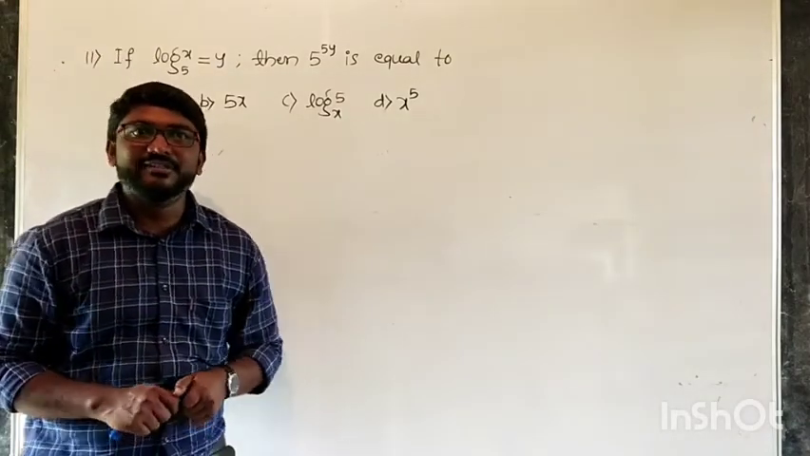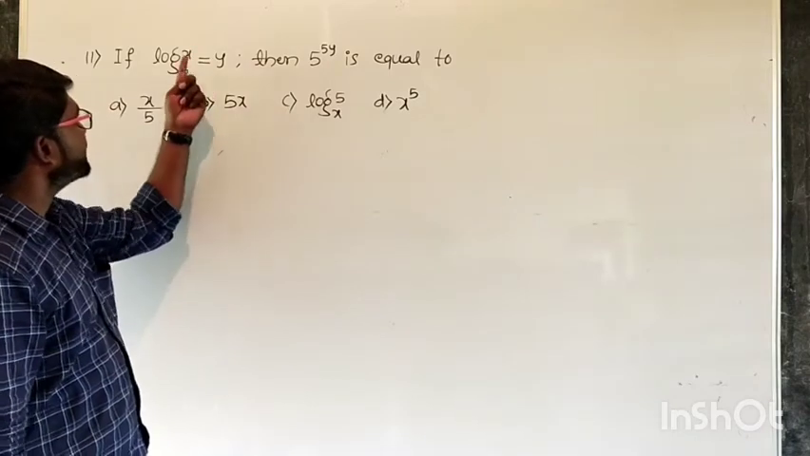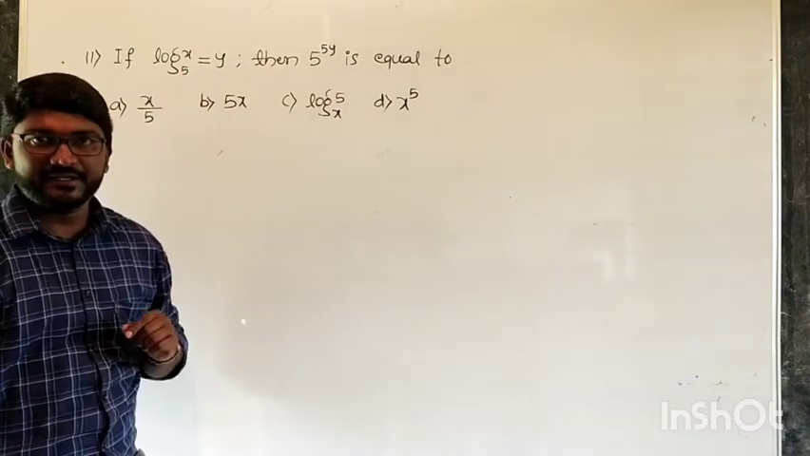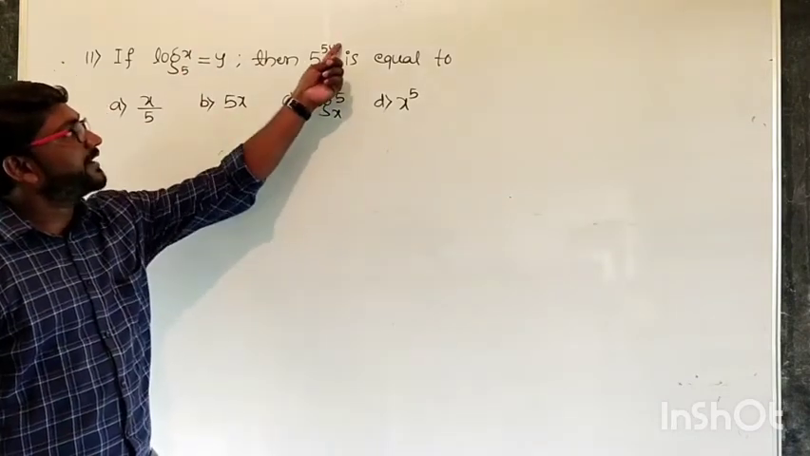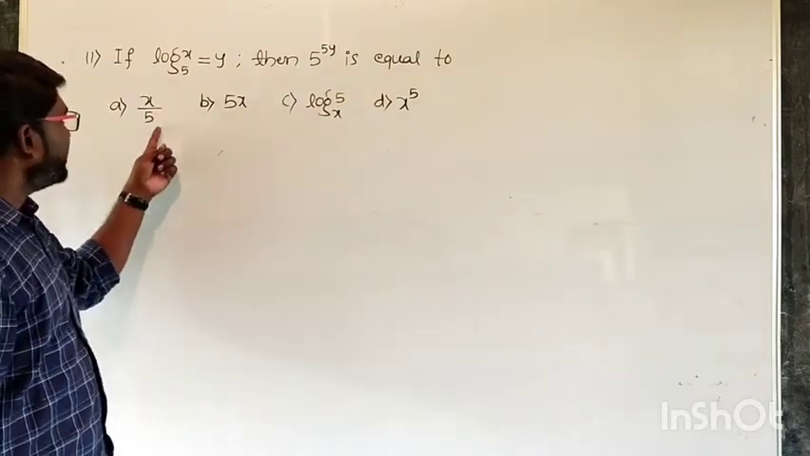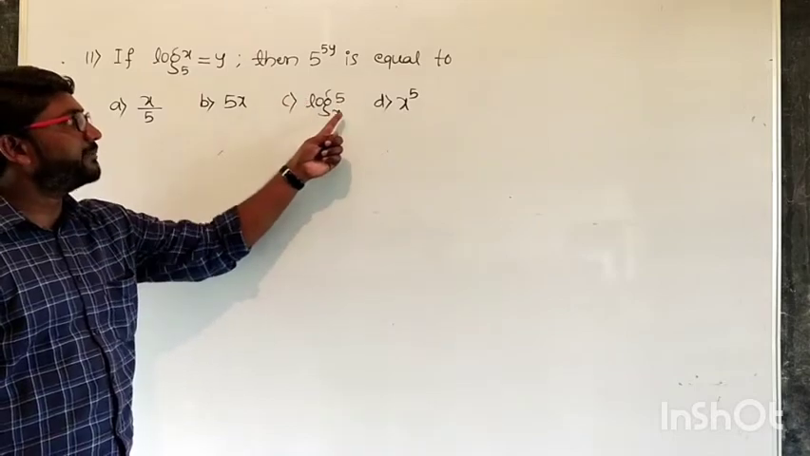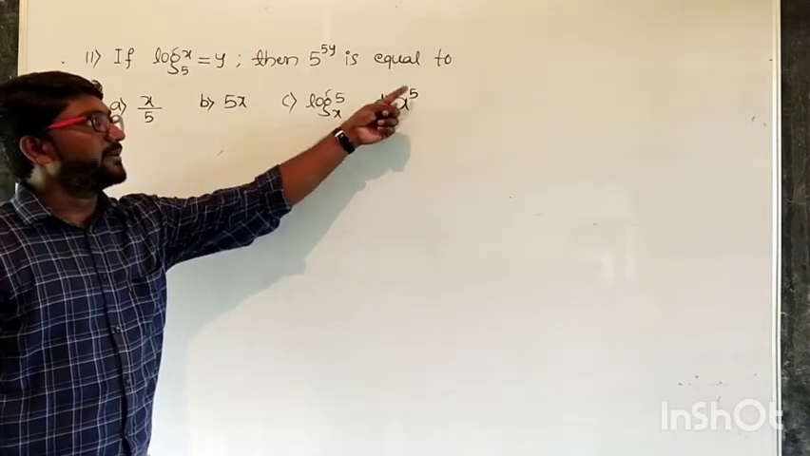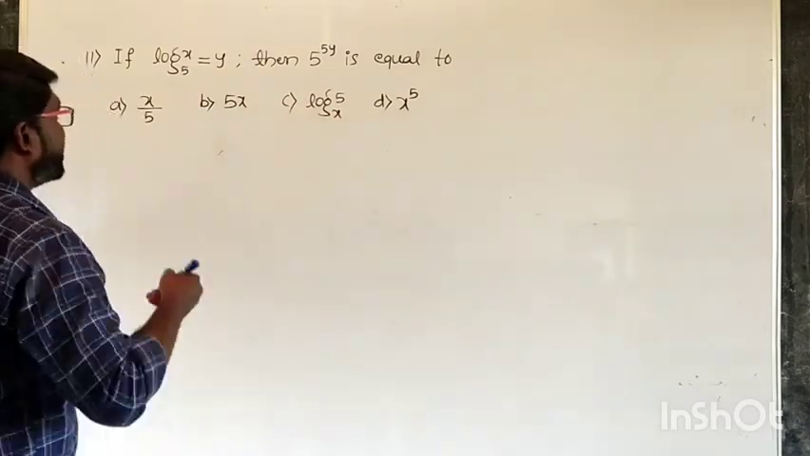Well, the 11th question it is, if log x to the base 5 is equal to y, then 5 to the power 5y is equal to, the four options are x by 5, 5x, log 5 to the base x and then x to the power 5. So let us write the given question.